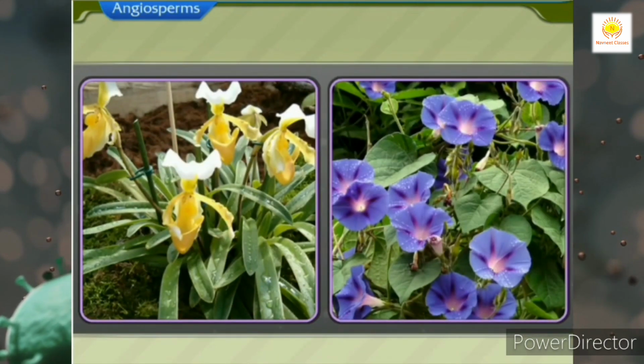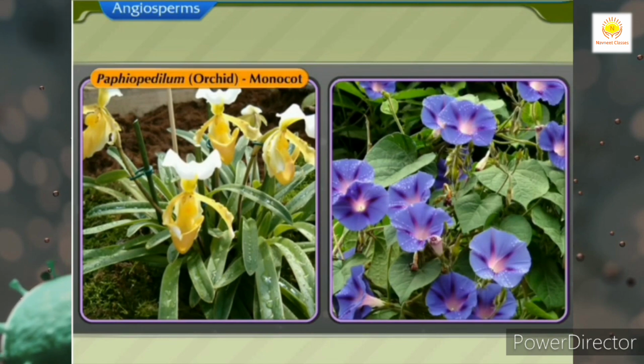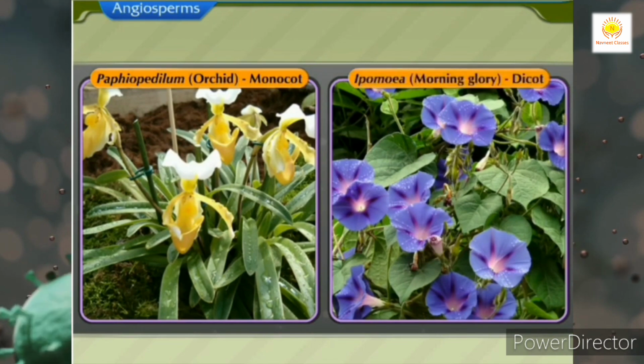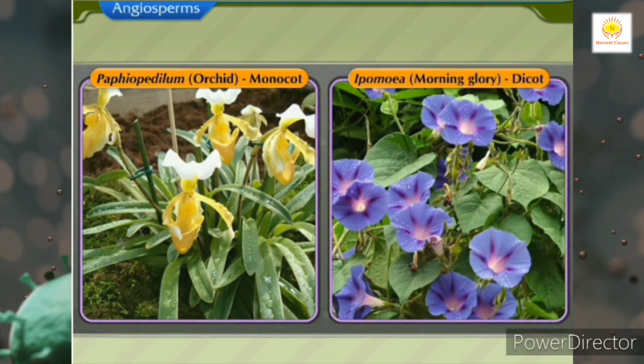Orchid like Paphiopedilum is a monocot, while Ipomea, morning glory, is a dicot.